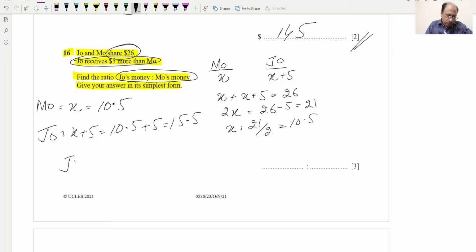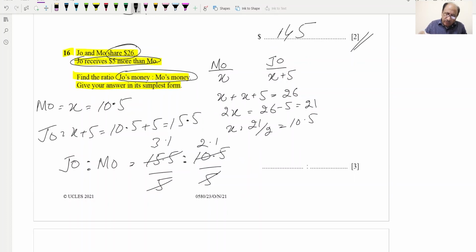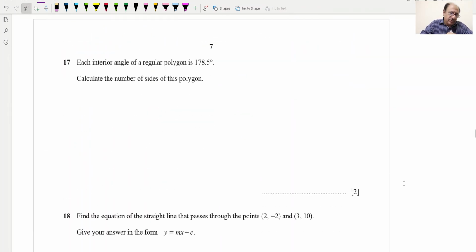Now we can simplify these ratios. We require Joe's money to Mo's money, so Joe to Mo is required, which is equal to 15.5 to 10.5. We can divide both by 0.5, and this will be 31 to 21. So our ratio will be 31 to 21, and this is a 3 marks part. Hopefully you understood this.